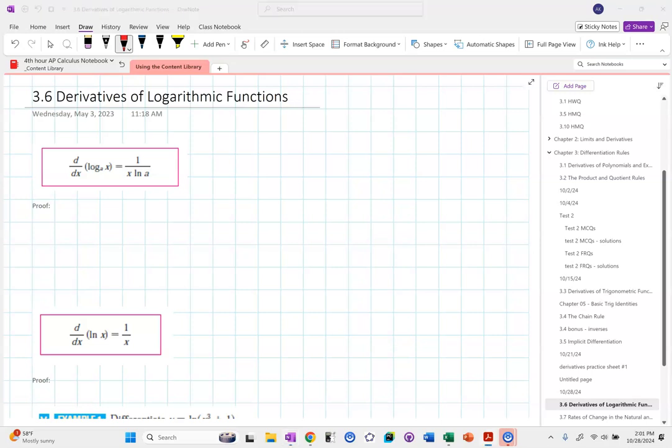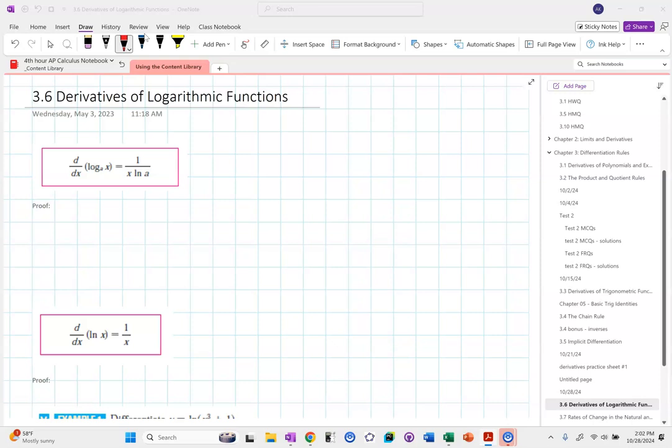Because I showed you the differentiation rule for the natural log already. That's kind of the takeaway here from this. We're going to start with the more general version, though.